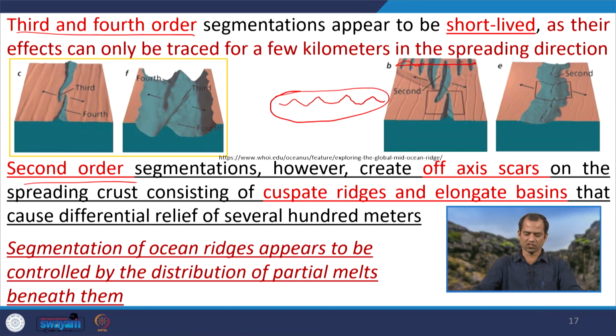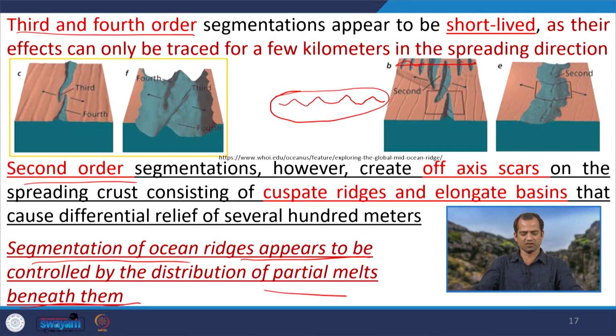Segmentation of the ocean ridge appears to be controlled by the distribution of partial melt beneath the ridge system. So, it is the distribution of partial melt. We know that different depths give different partial melting, and the magma generated from different depths has different composition and a different degree of partial melting. That is why the segmentation of the ocean ridge appears to be controlled by the distribution of the partial melt.